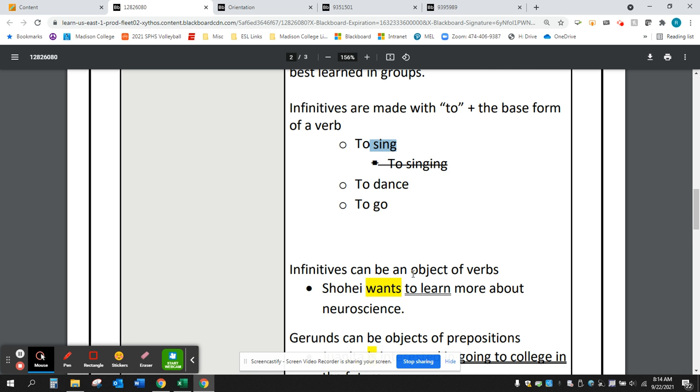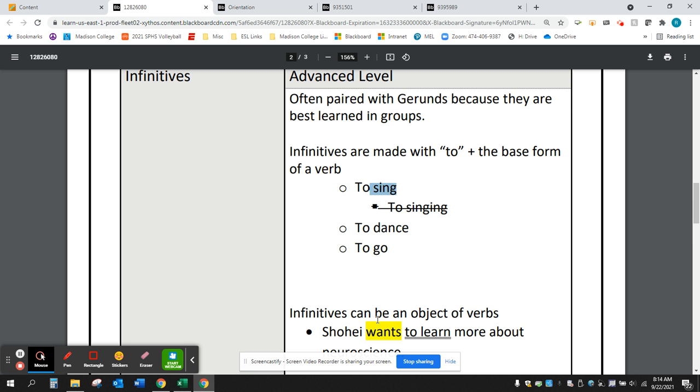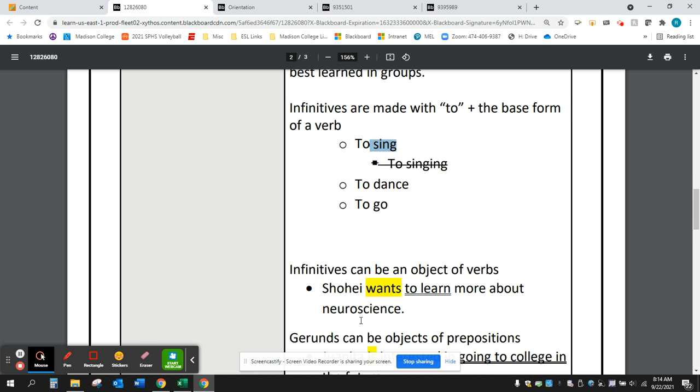Infinitives can be the object of a verb, such as Shohei wants to learn more about neuroscience.